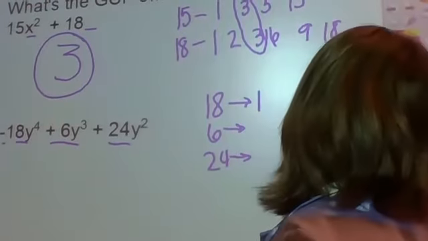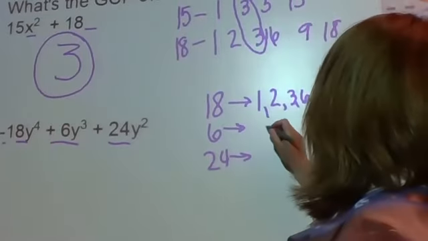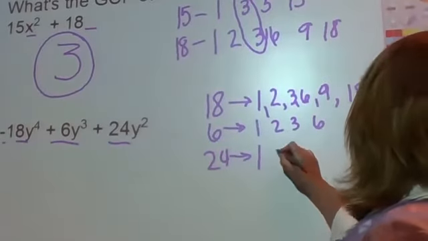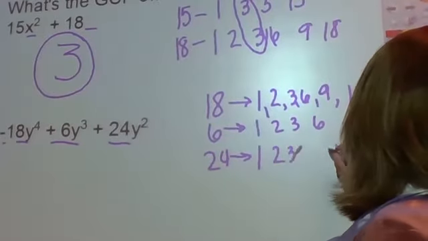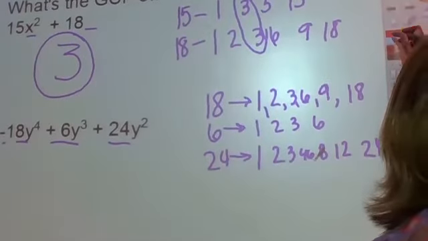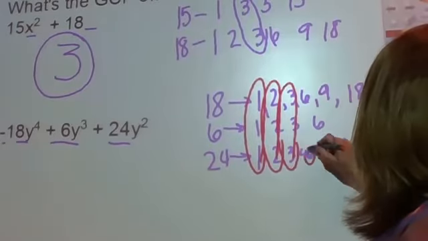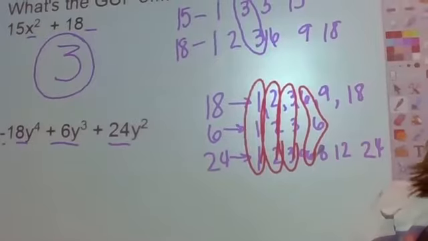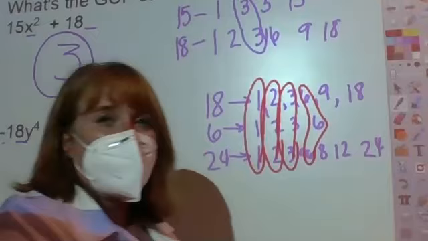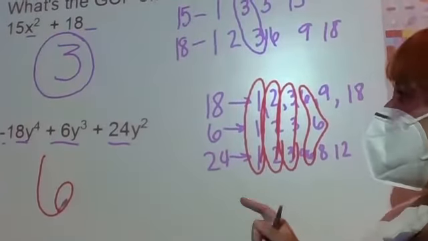So 18 is 1 times 18, 2 times 9, 3 times 6. 6 is just 1 times 6, 2 times 3, and 24 is 1 times 24, 2 times 12, 3 times 8, oh, I'm going to run out of room, 4 times 6. By looking at this, I see that 1 is common, 2 is common, 3 is common, but 6 is the greatest common factor, right? So I know my greatest common factor for my coefficients is 6. Did you guys get that? Yeah. Okay, cool.